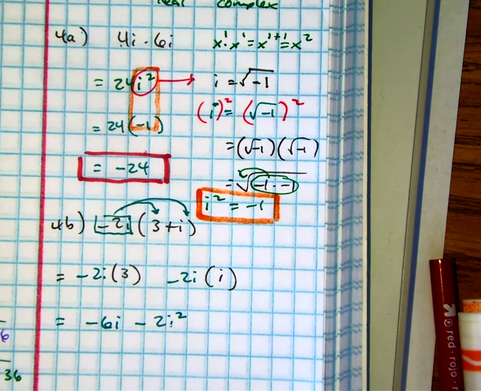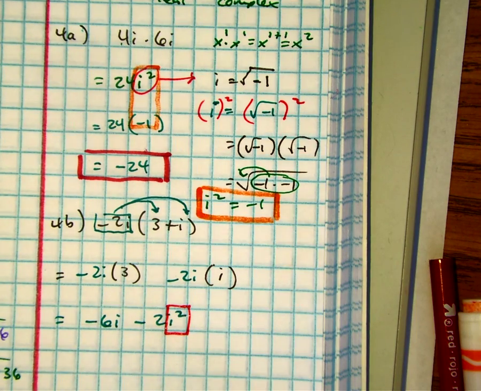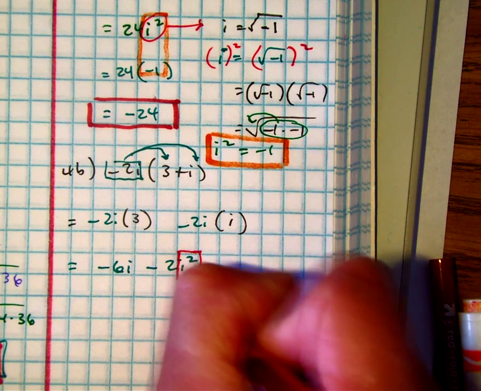Partner B tell partner A, what do you know about i squared? Leilani, what did we just learn about i squared? It's equal to -1.